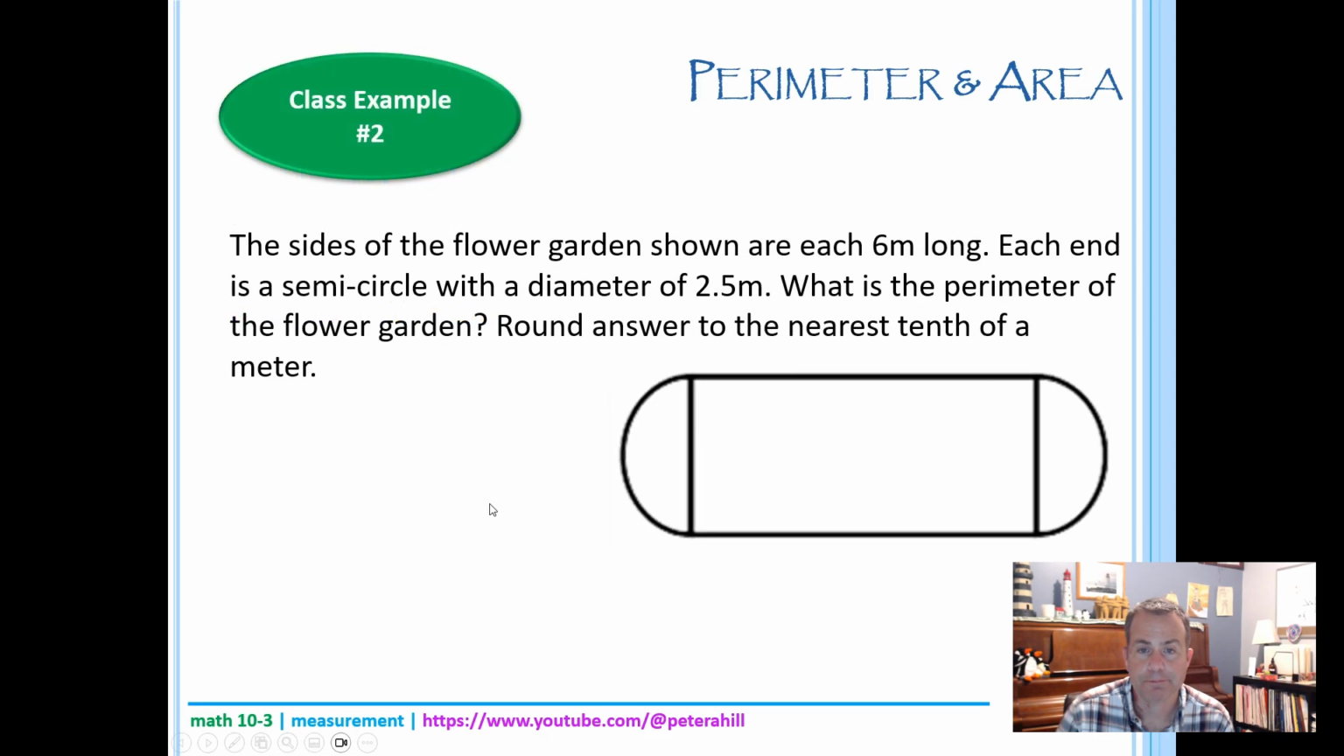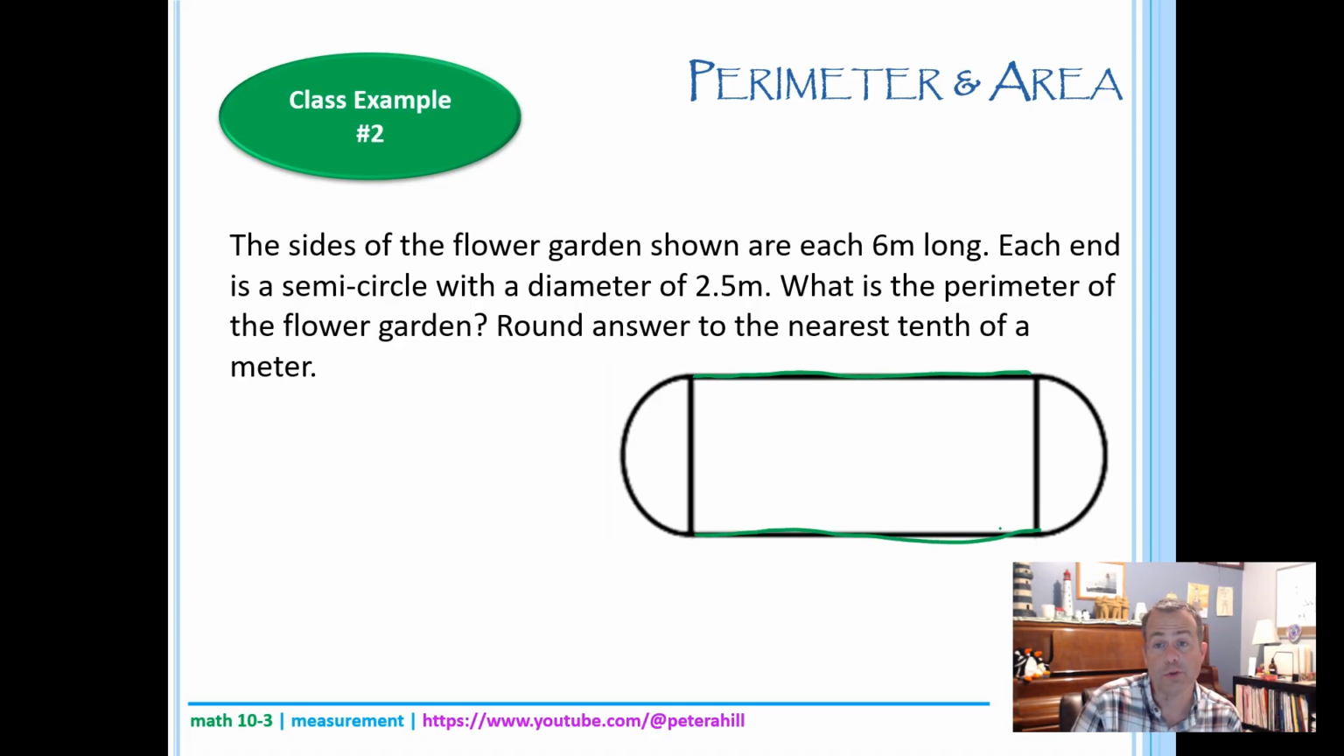Awesome. With that, we're going to take a look at class example number 2. The sides of a flower garden are shown, each 6 meters long. Each end is a semicircle with a diameter of 2.5 meters. What is the perimeter of the flower garden? What we have to remember here is the perimeter of the flower garden is the distance outside. So we need this piece here, and we need this piece here.